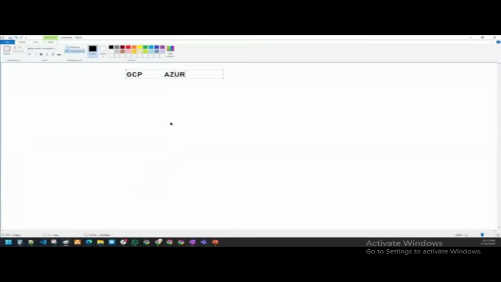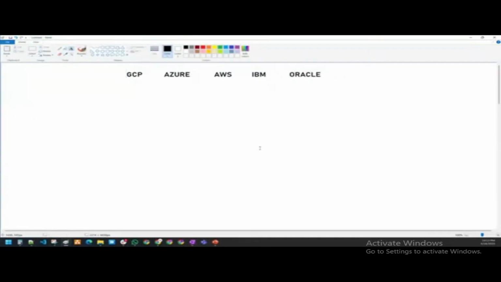Yeah, you know about Azure. You know AWS. Any other cloud platforms that you know? IBM. Yes, IBM. Any other? Oracle. So these are the different cloud platforms. A few more also there, right? So these different cloud platforms are available in the market.